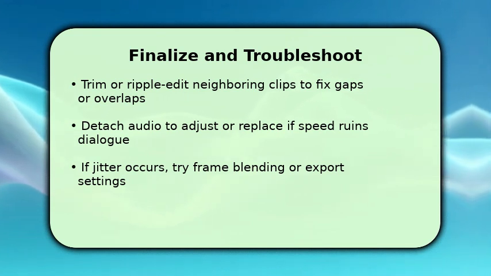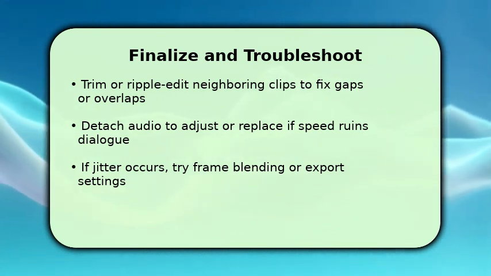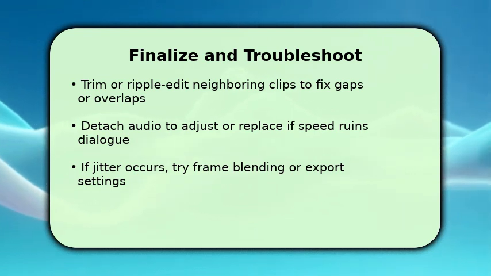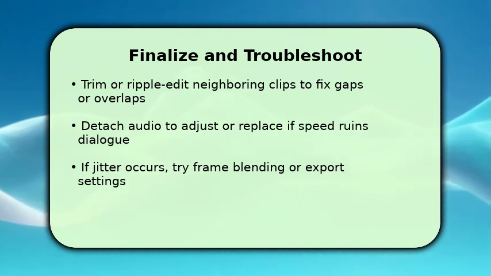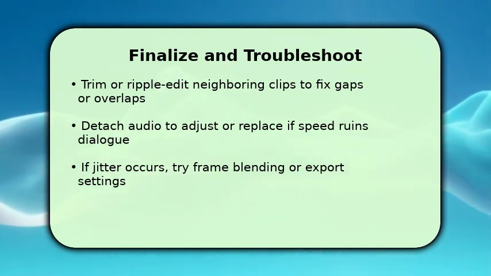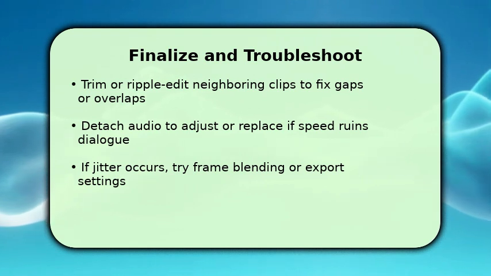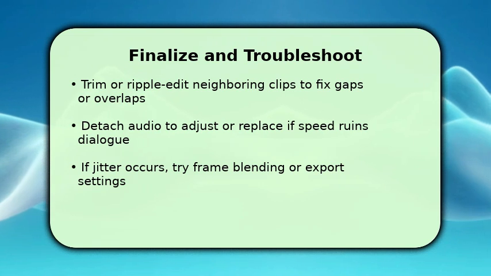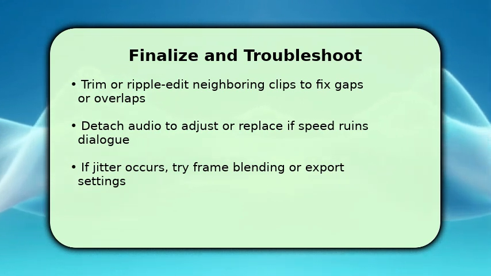If audio sounds wrong, detach it and either retime independently or replace it with a new track. This avoids distorted speech. Make sure to render or export a short test to check frame blending and motion smoothness. If you see jitter, toggle frame blending or change export frame rate. If that fails, revert to a smaller speed change and rebuild from the original clip.